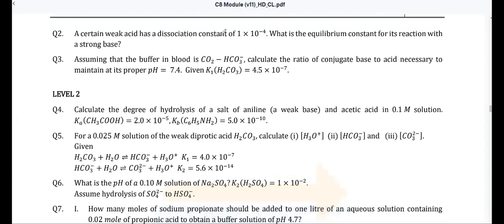A certain weak acid. Dissociation constant is given, means Ka is given. What's the equilibrium constant for this reaction with a strong base? Now tell me, what's the equilibrium constant of its reaction with strong base? So acid plus base is which reaction? Tell me, everyone.